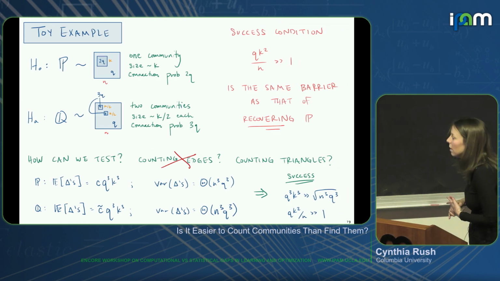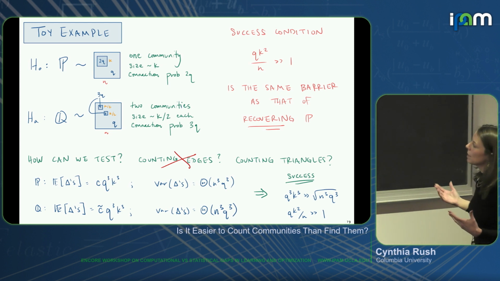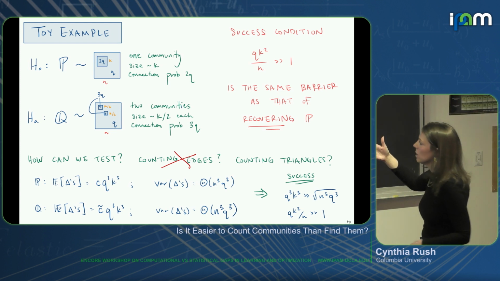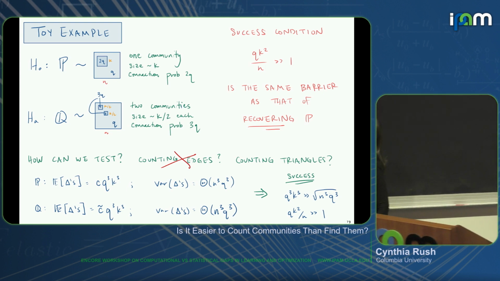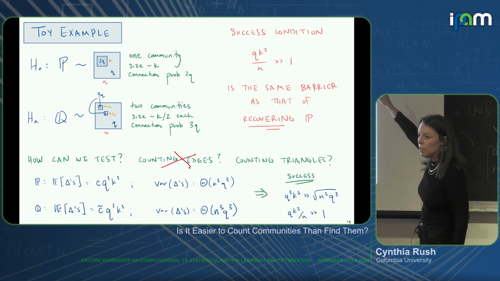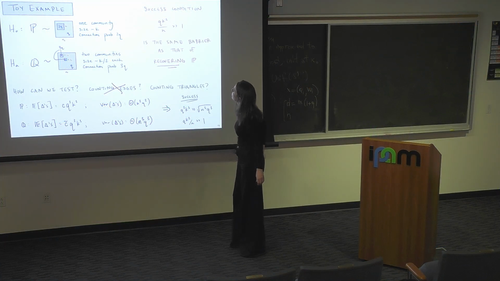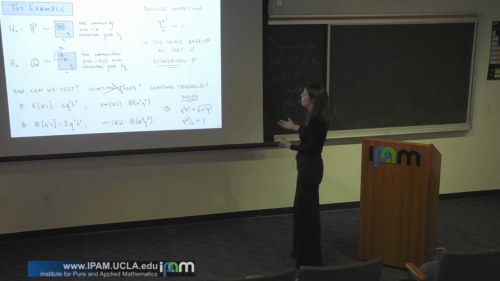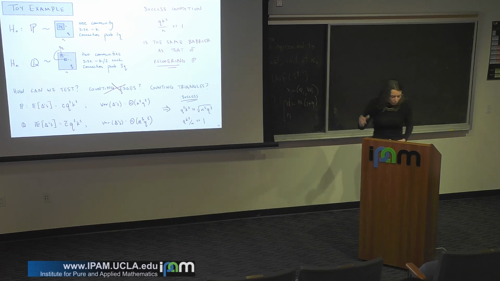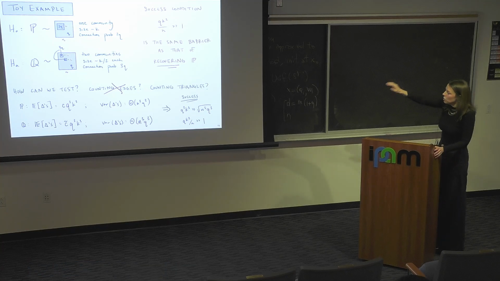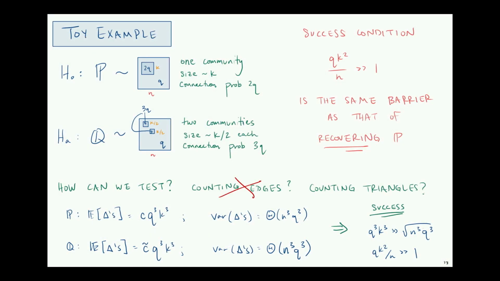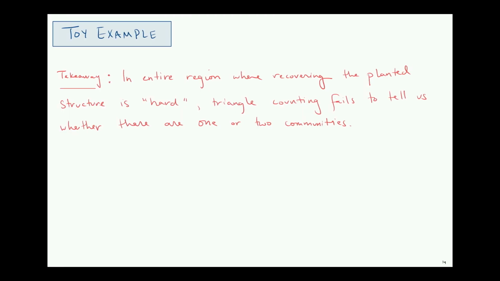But the interesting thing here is that this success condition requires q k squared over n to grow, to be larger than a constant. This is the same barrier that we saw for recovering the planted substructure. So in particular, what we've shown now is that a simple triangle counting argument gives us the same easy regime as recovery.